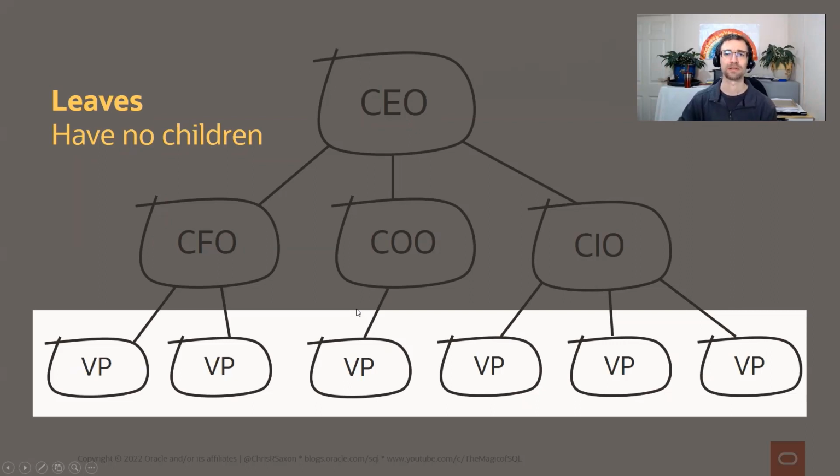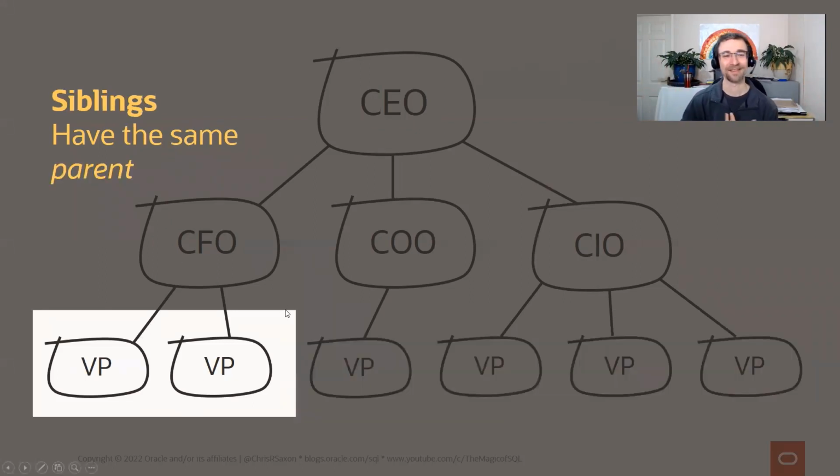One other brief thing here: going back to the family tree, we're mixing and matching our analogies a bit here, let's talk about siblings. These are all the rows which have the same parent. So both of these VPs report to the CFO, so they are siblings. The other VPs are not siblings of these because they have different parents.